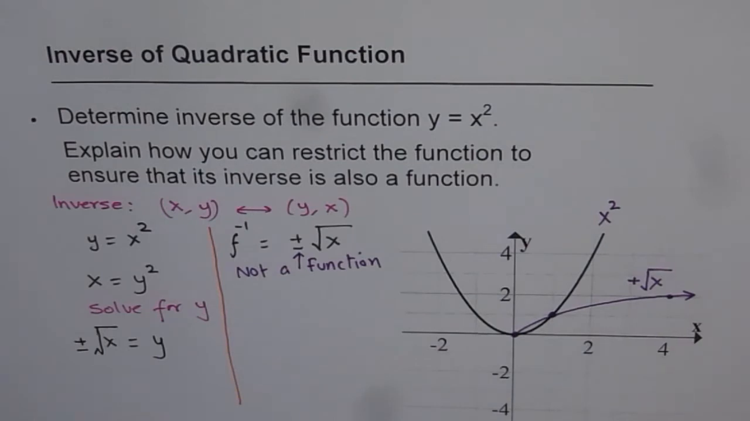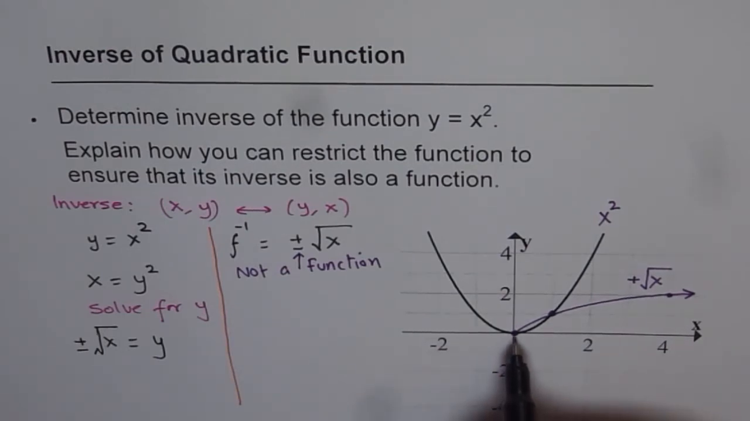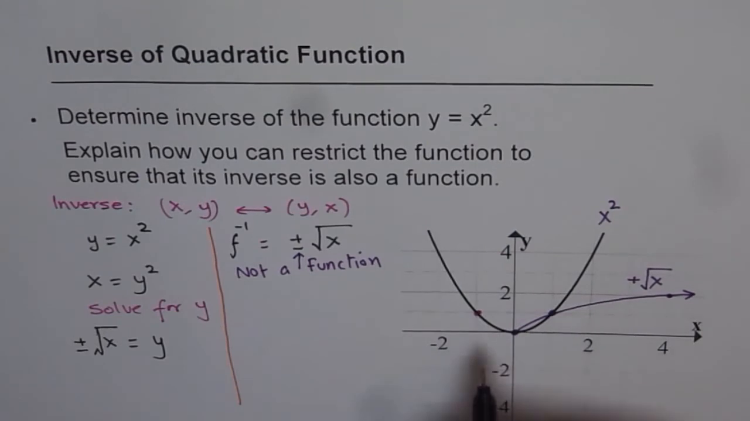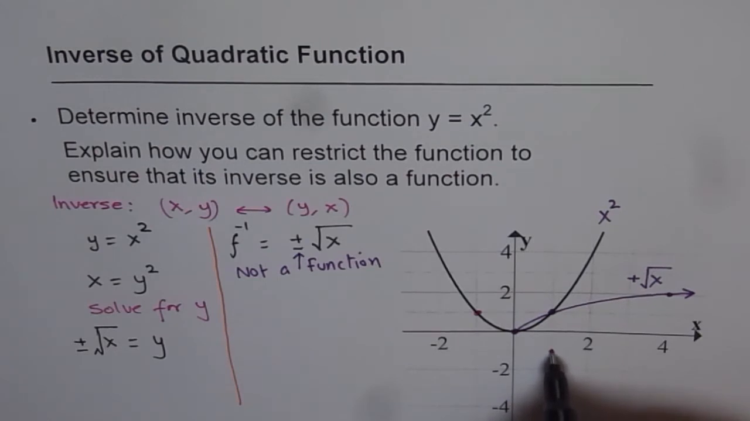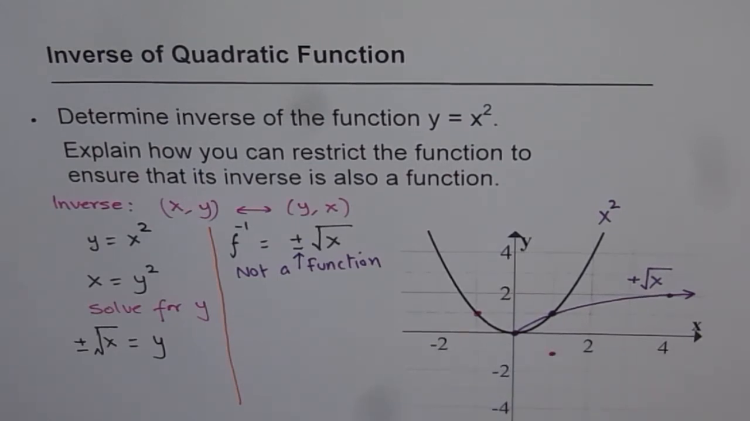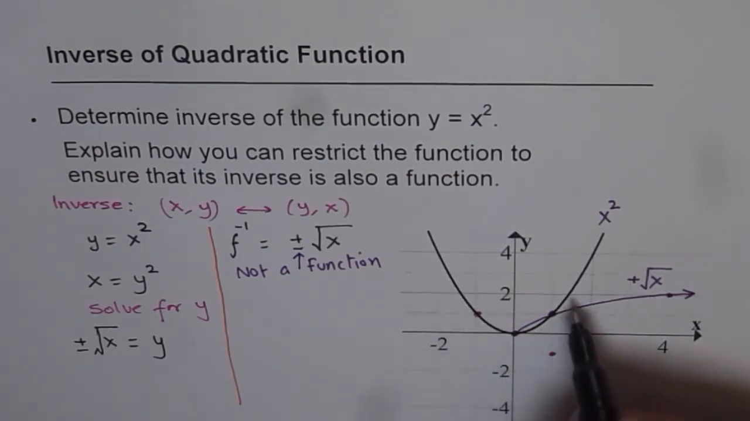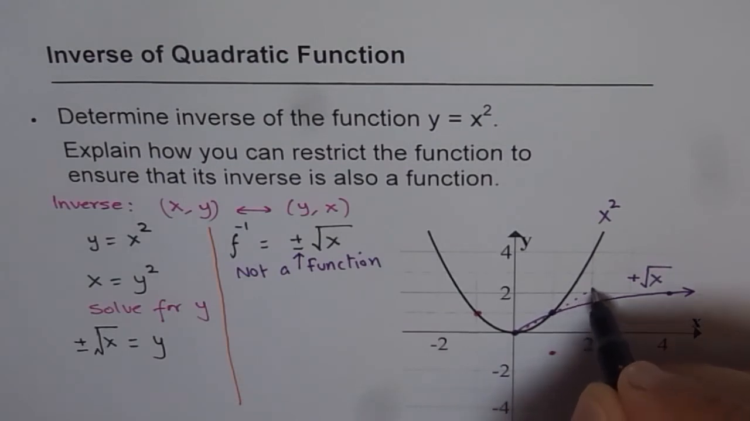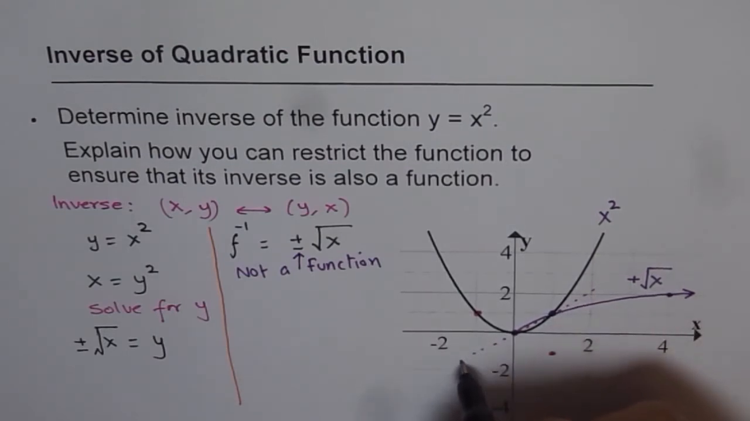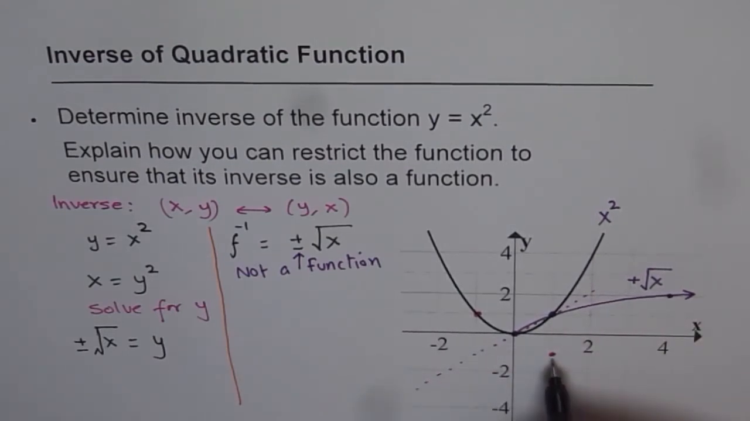Now let's see the other half. (0, 0) again. And here we have (-1, 1). When swapped, this will give (1, -1). So this point is reflected here. Basically what we are trying to do is reflect our graph on the line y equals x. That is the line on which we are reflecting the graph. So we get this point.